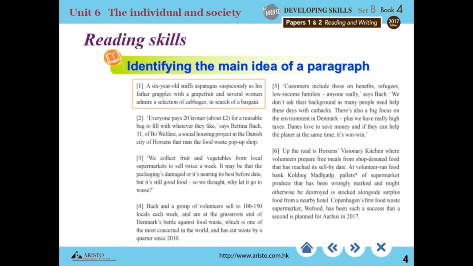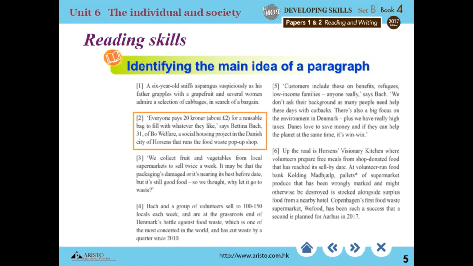The first paragraph here describes a child sniffing a piece of vegetable while some adults are examining food and looking for a bargain. This is a description that does not really tell us what the context or the subject matter is. So the function of this paragraph is to set the scene and give readers a vivid picture of what they will read about. How about paragraph 2?